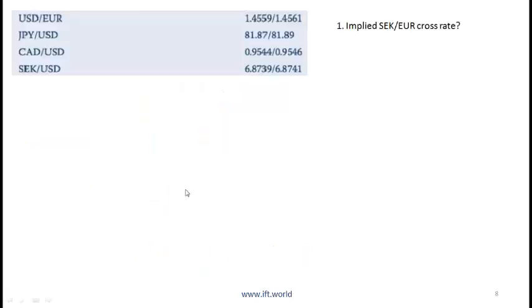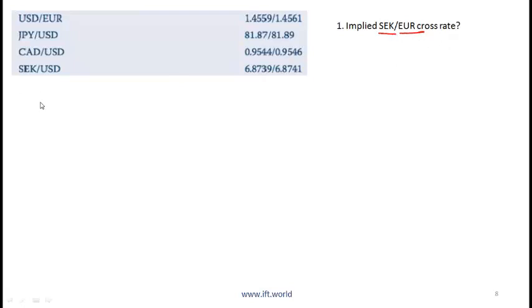To properly understand this discussion, let's go over example 1 from the curriculum. Example 1 has 5 questions, and this is critical, and from an exam perspective, it is essential to go through these curriculum examples. So you are given the spot rates for several currency pairs, and these are rates in the interbank market. You are asked what is the implied SEK euro cross rate.